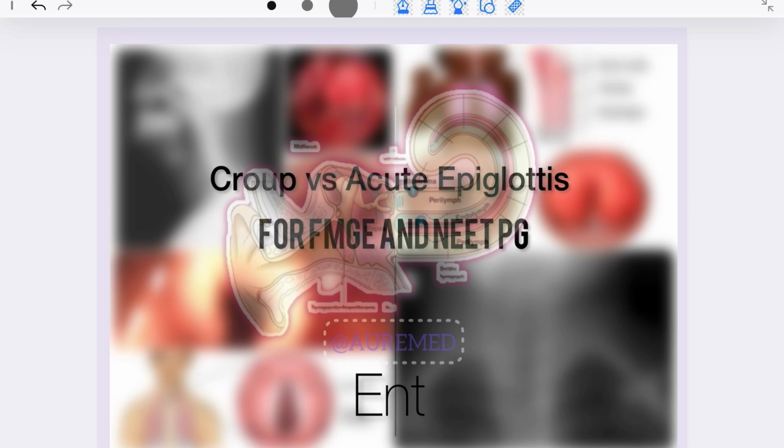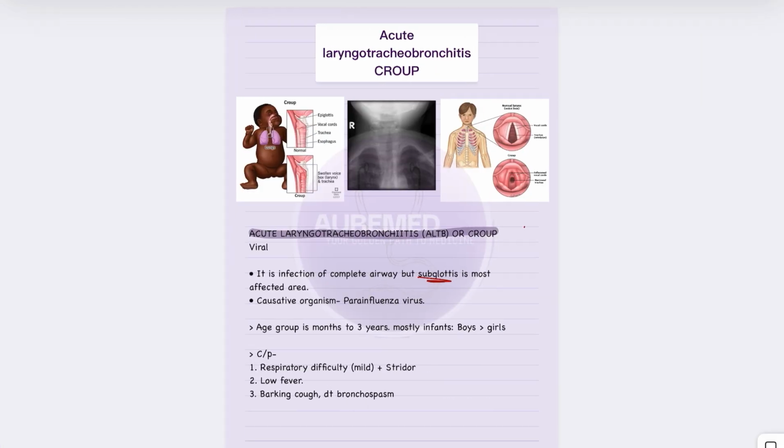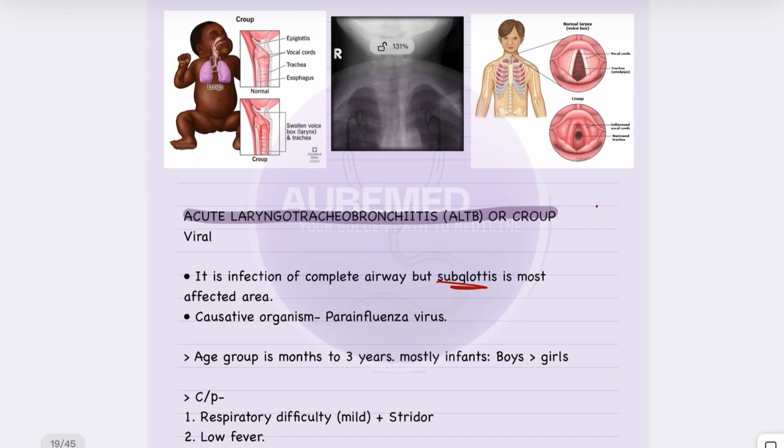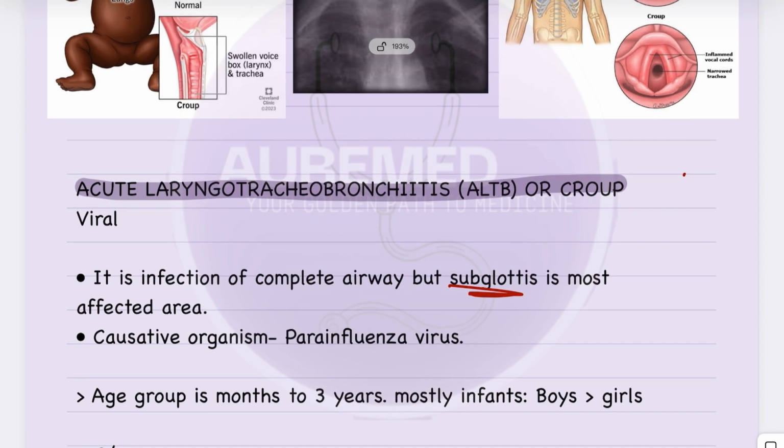Today we are going to discuss the difference between croup and epiglottitis. Let's start with the first topic, which is acute laryngotracheobronchitis, which is called croup. Acute laryngotracheobronchitis is basically an infection of the subglottis.